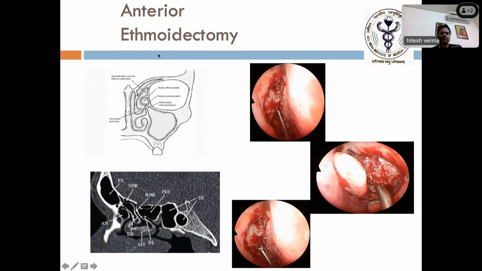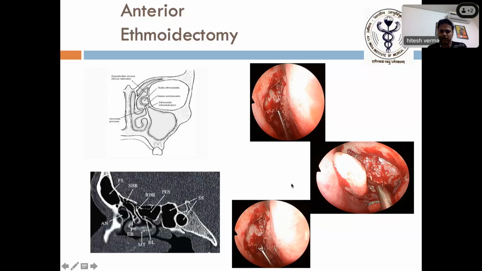After the maxillary antrostomy, next comes the anterior ethmoidectomy. After the uncinate process removal, this is the bulla ethmoidalis. The bulla ethmoidalis extends from the middle turbinate laterally till the orbit. Here we can see the middle turbinate and the orbit. The surgeon should open the bulla ethmoidalis in the anteroinferior part because it's the safest part. Like in this picture, this is the safest part. If someone is opening laterally, then there is a risk of injury to the orbit.